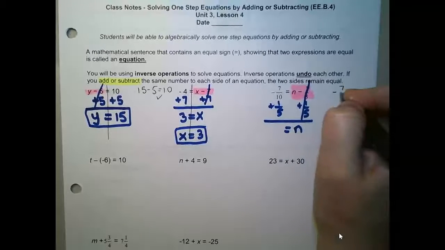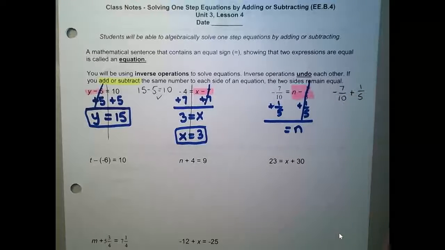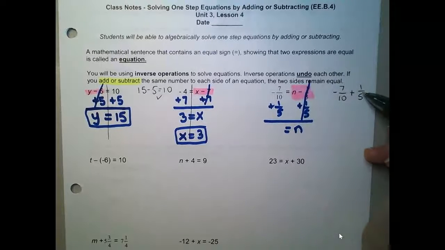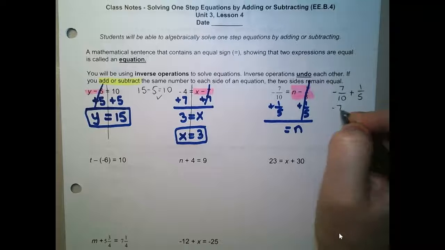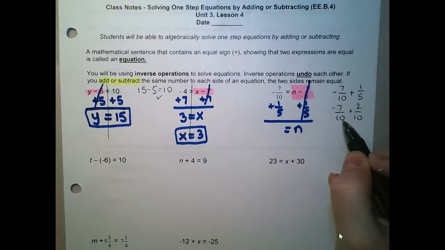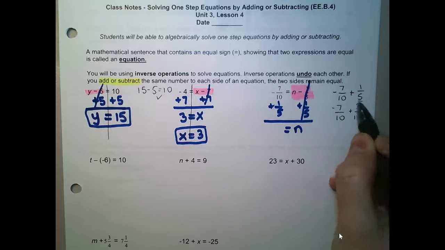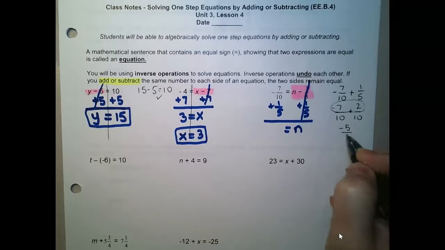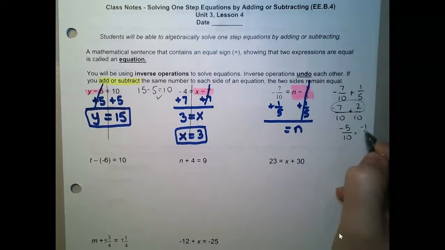common denominator. So over here on the side, I'm going to do a little bit of computation. Notice I'm not going to do it here in my algebra. I'm going to do it off to the side. So common denominator of 10, negative 7/10 plus 1/5 is the same as 2/10. And now I can do negative 7/10 plus 2/10. The negative 7 with a positive 2 leaves me with 5 more negatives than positives. And negative 5/10 is the same as negative 1/2.